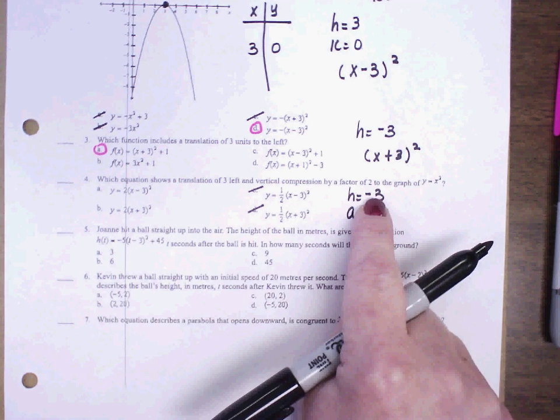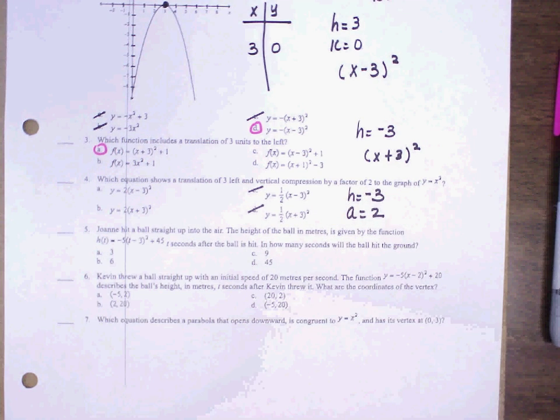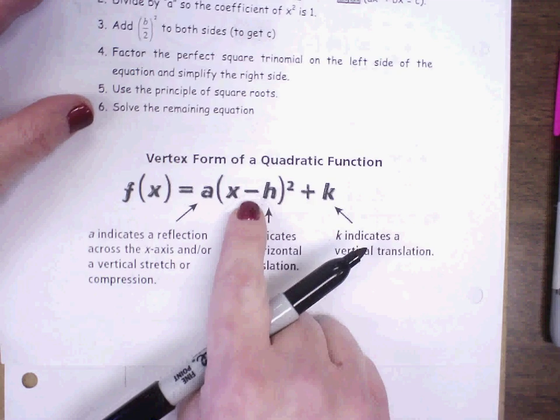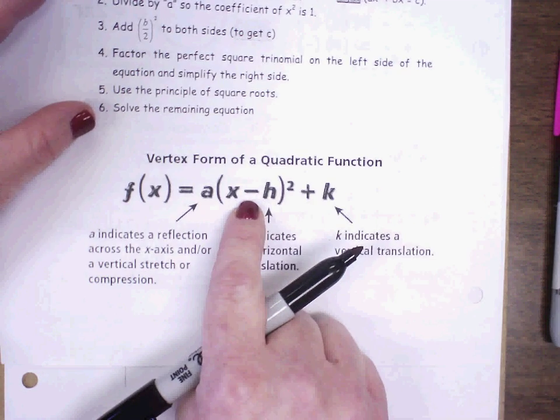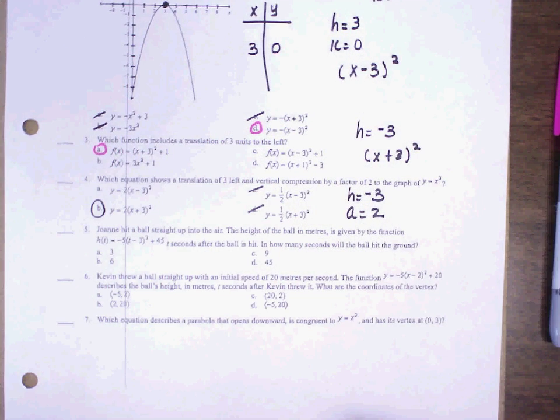All right. And then that -3, when it comes over here, is +3, because, again, a negative times a negative would be positive. So the correct answer was B.